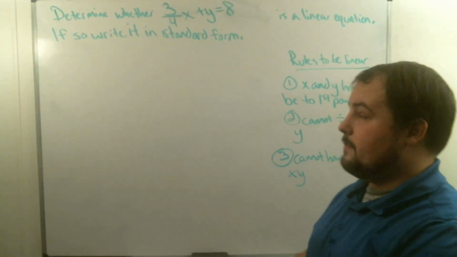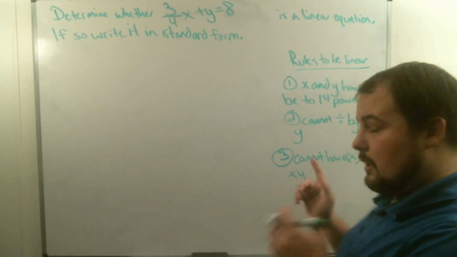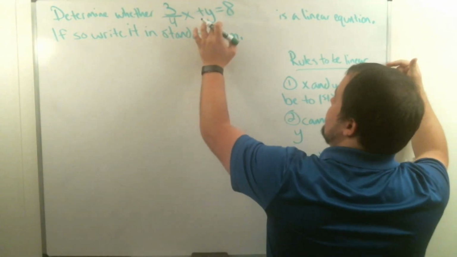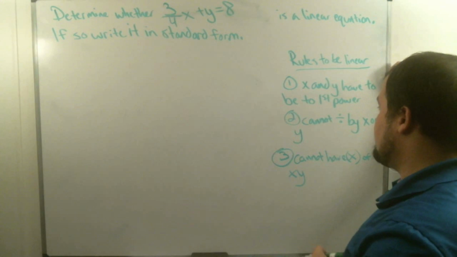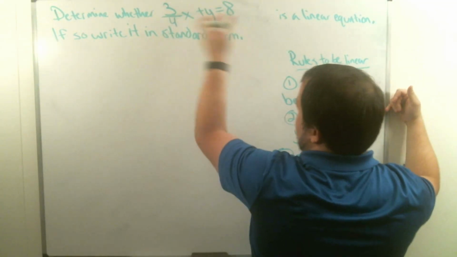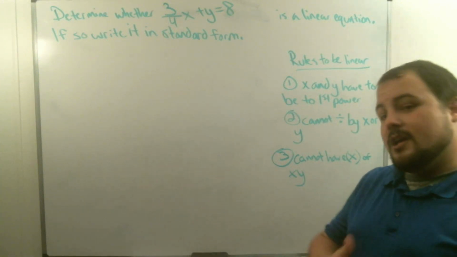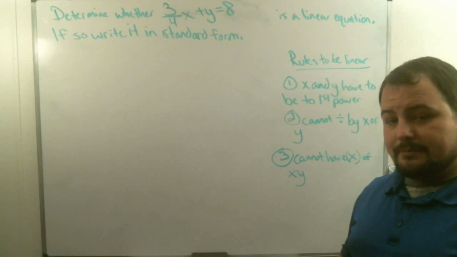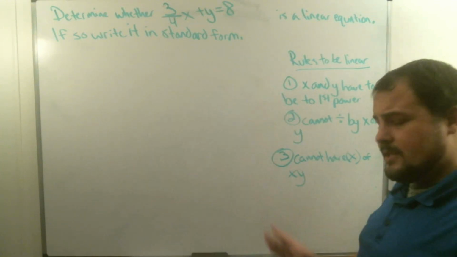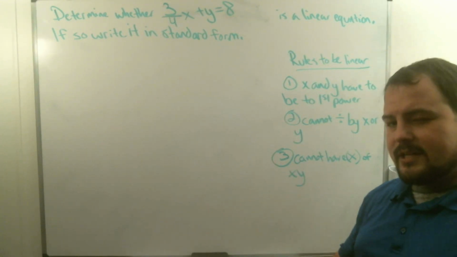For example 2, we're going to be solving 3/4 x plus y equals 8. We look at the rules. X and y have to be to the first power. X and y are to the first power. You cannot have division of x or y. Well, we don't have any division of x or y. And we cannot have multiplication of x and y. And we don't have x next to y multiplying. So right now I can tell you this is going to be linear because it passes all these rules. But since it's going to be linear, we have to put it in standard form.